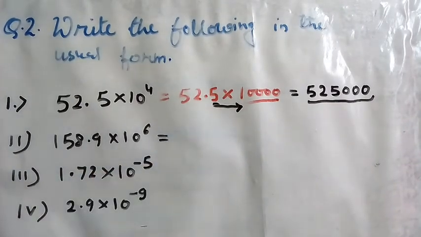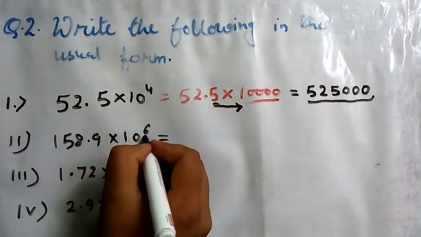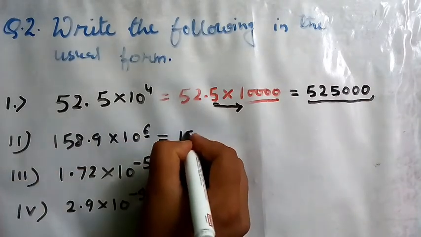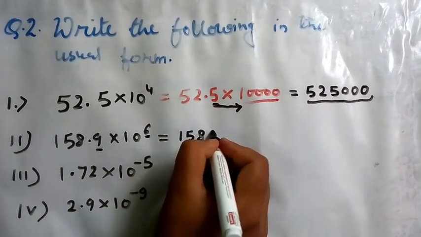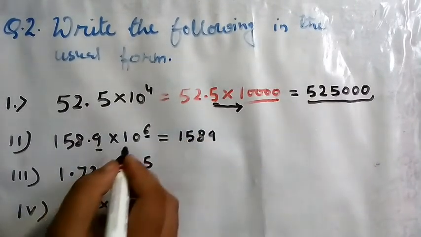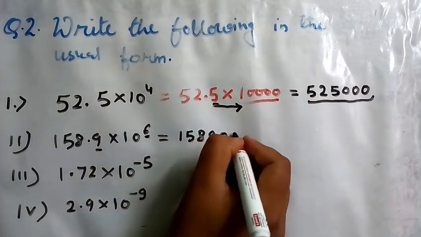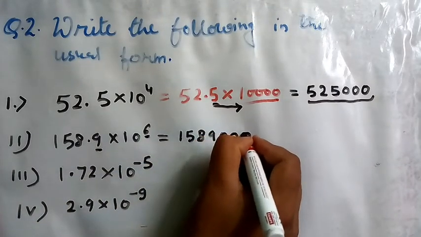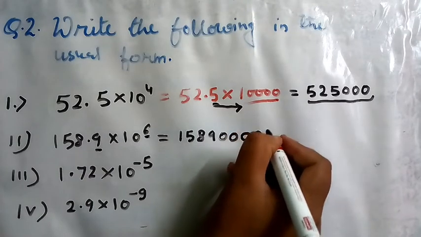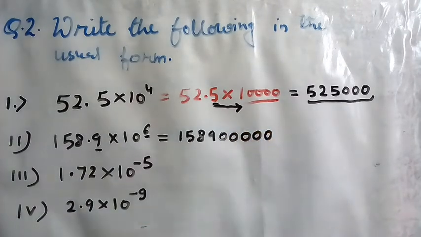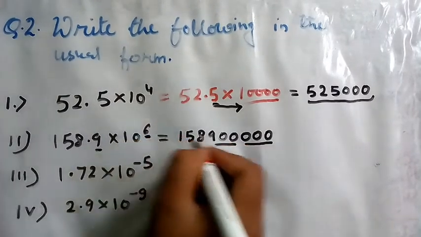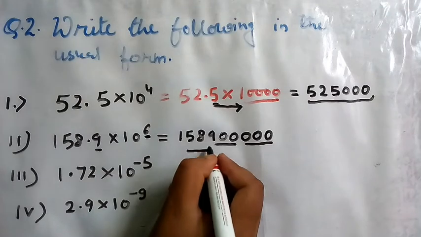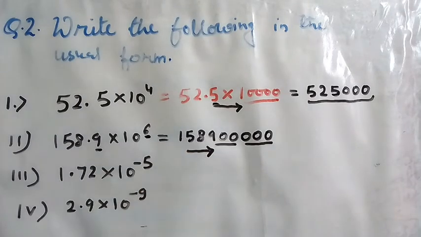Now let us do the next part. Here the power is 6. So 158 is before the decimal, so write it as it is. Now shift your decimal 6 digits. So the first digit is 9. Next you can put zeros, so there will be 5 zeros. Now the decimal is outside the number, so no need to write it. You can see the power was 6, so we shifted 6 digits after the decimal from left to right.